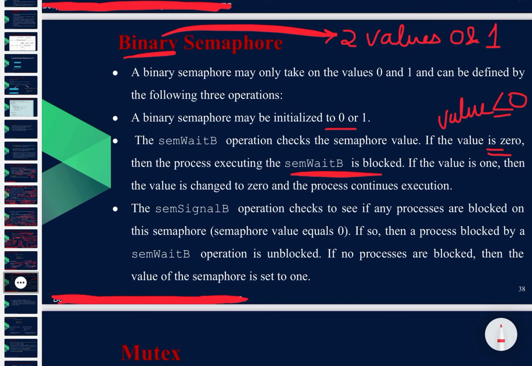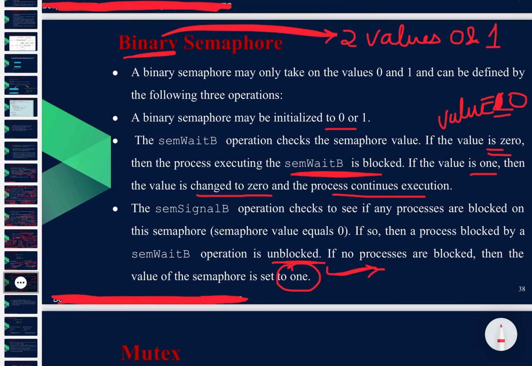Because there are only two values, if the value is equal to 0, block the process. If the value is 1, then the value is changed to 0, and the process continues the execution. The sem signal operation checks to see if any processes are blocked on the semaphore. If so, then the process blocked by the sem wait operation is unblocked. If no processes are blocked, then the value of the semaphore is set to 1.